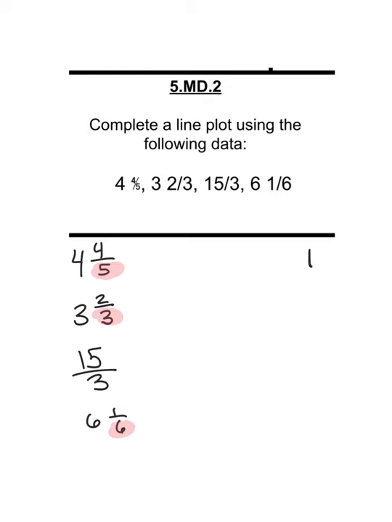So when I say least common multiple, I'm talking about skip counting by 5, skip counting by 3, and skip counting by 6s.